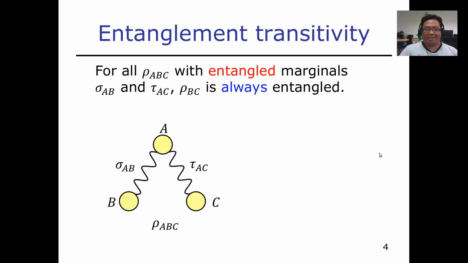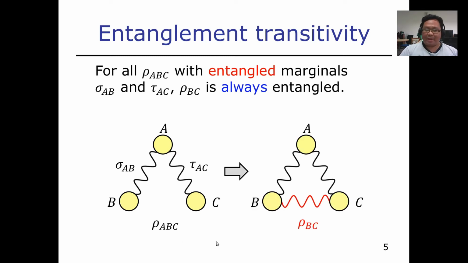Here's how we define it. If A and B are in some entangled state sigma, and A and C are in some entangled state tau, we say that we have entanglement transitivity if for all joint states rho ABC, we have that B and C is always entangled.